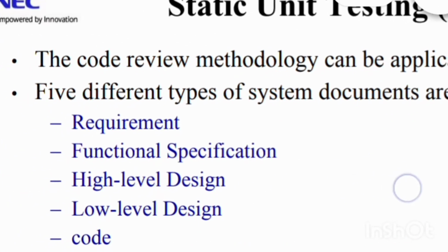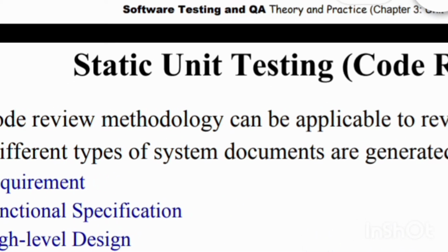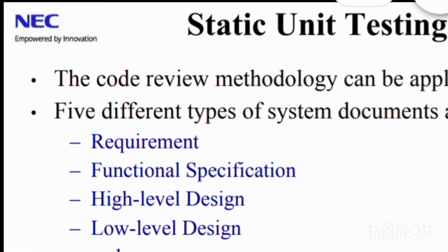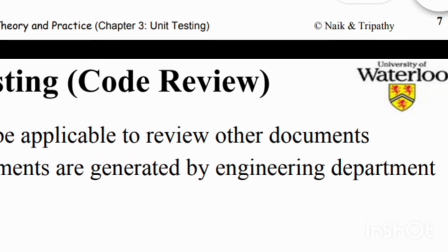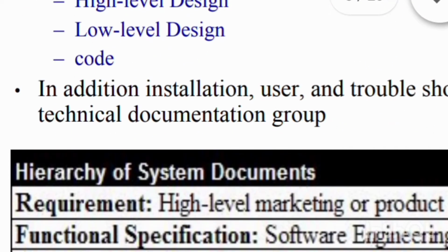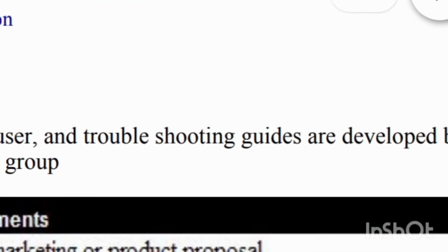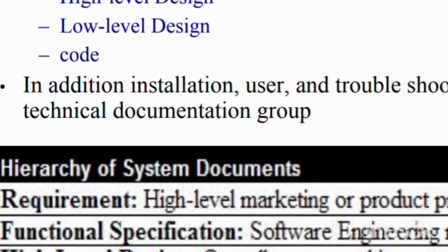Continuation to that of the static unit testing, code review. The code review methodology can be applicable to review other documents. Five different types of system documents are generated by the engineering department: requirement, functional specification, high level design, low level design, code. In addition, installation, user and troubleshooting guides are developed by the technical documentation group.